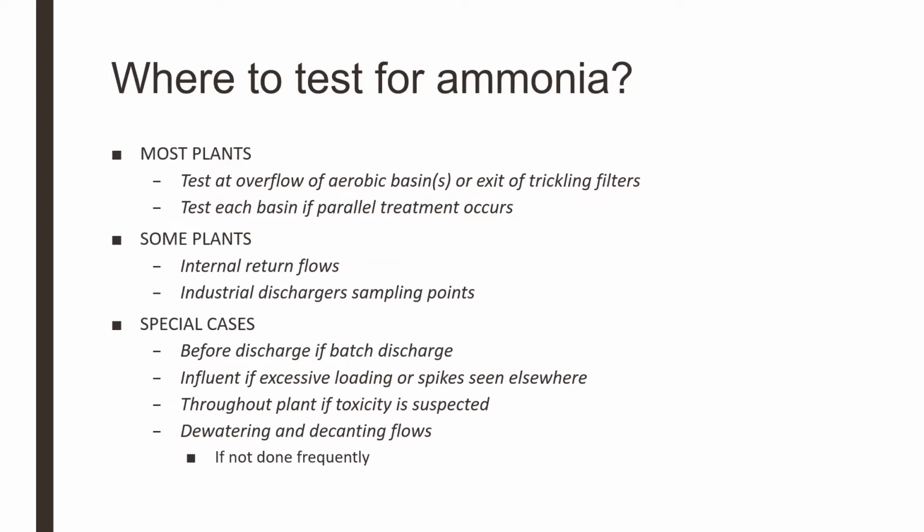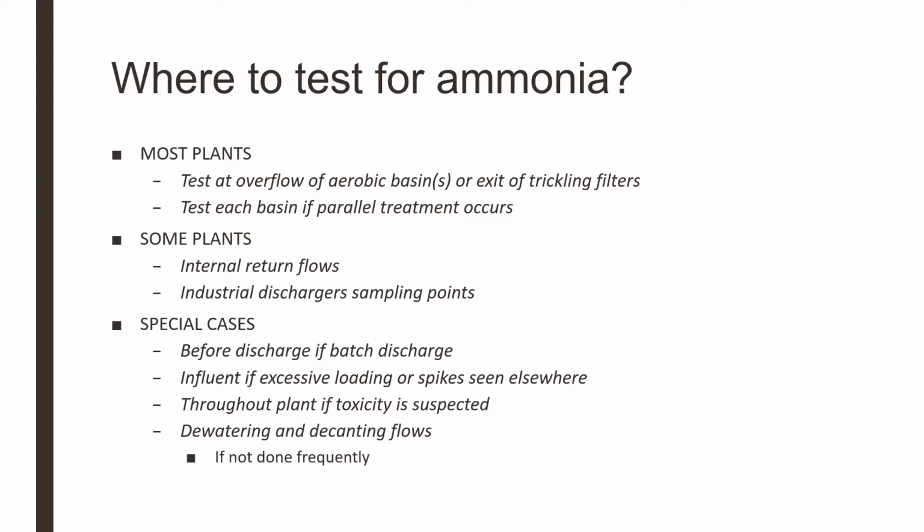If you have parallel treatment basins, you probably want to test each basin because just because water is flowing through them in equal amounts doesn't mean the same thing is happening within them. Ammonia as a process control can help identify if one basin is working better than the other, and then you can help diagnose what's going on there.